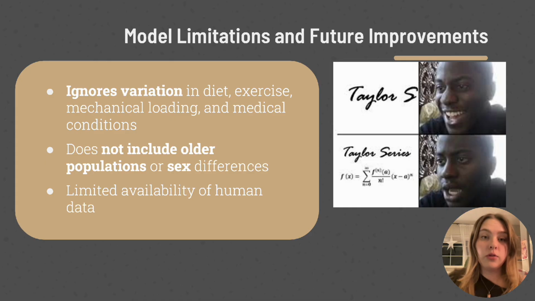Overall, our model could be improved in a number of ways, such as by adding more variability of the parameters, expanding the age range, comparing male and female differences, and even using animal data where the research is more complete.